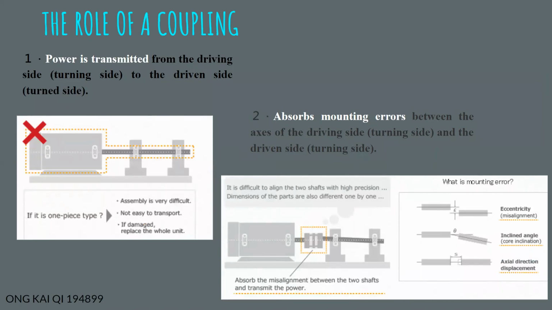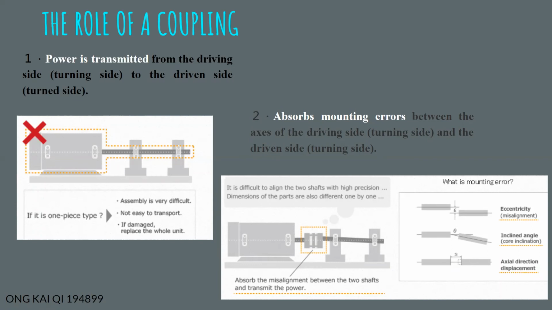The role of a coupling. A coupling has four roles. The first one is that power is transmitted from the driving side, which is the turning side, to the driven side, which is the side that we need to turn. The second role is that it absorbs mounting errors between the axis of the driving side, which is the turning side, and the driven side.